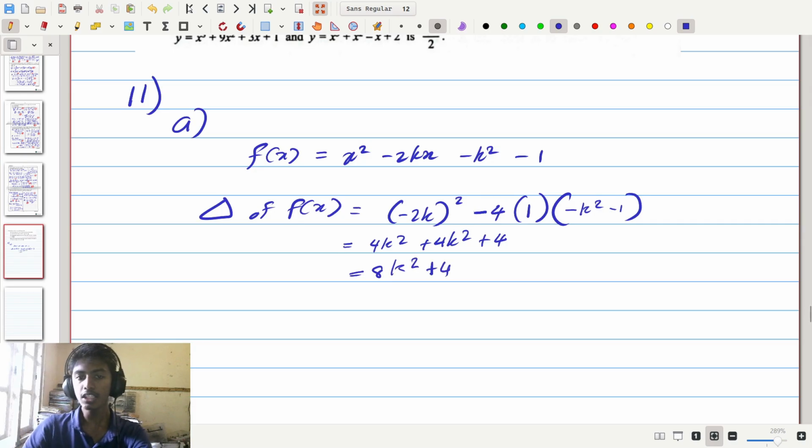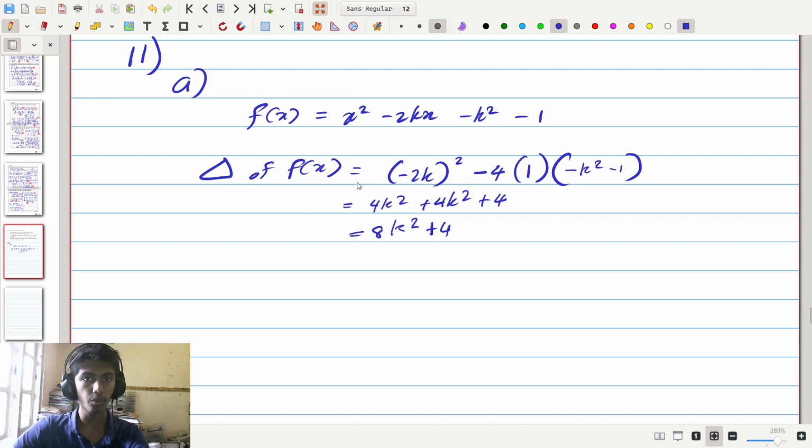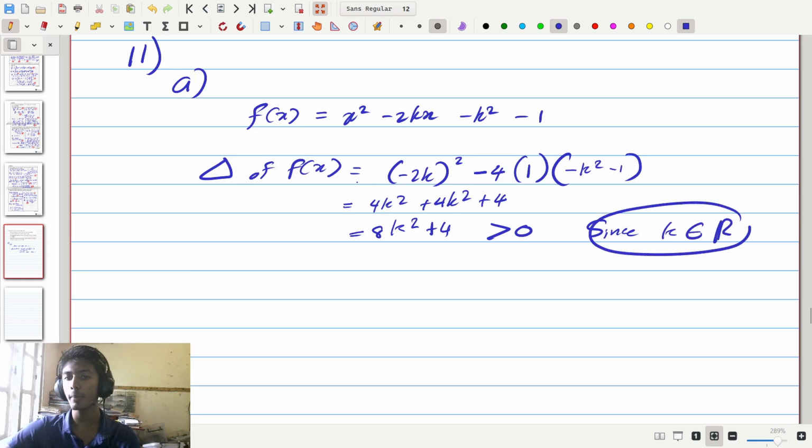So clearly, this value here, 8k squared plus 4, is going to be greater than 0, and the reason for that is that 4 is a positive number, and k squared, since k is an element of the real numbers, is also going to be a positive number. When you add two positive numbers together, you're going to get another positive number. So therefore, this is greater than 0, and we can say since k is an element of the real numbers, we don't really need to elaborate anything more than that.